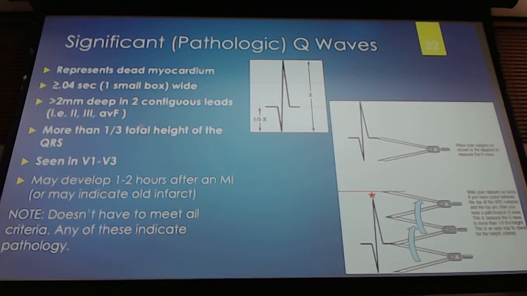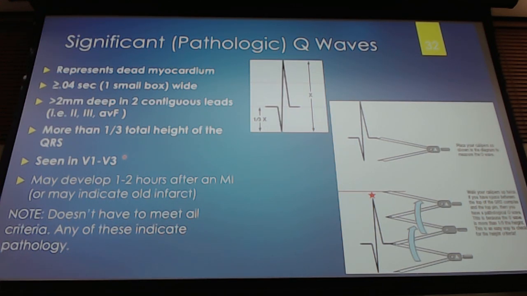infarcting. More than 1/3 of the total height of that QRS, you get out those calipers, measure that QRS, flip them up again. If that Q wave is going above that R complex, then that means it's greater than 1/3 of the height. If we see them in V1 through V3, now V1, you might see a little bit. Typically, if they're greater than 2 millimeters, V1 through V3, that's very concerning that they may have an infarct.